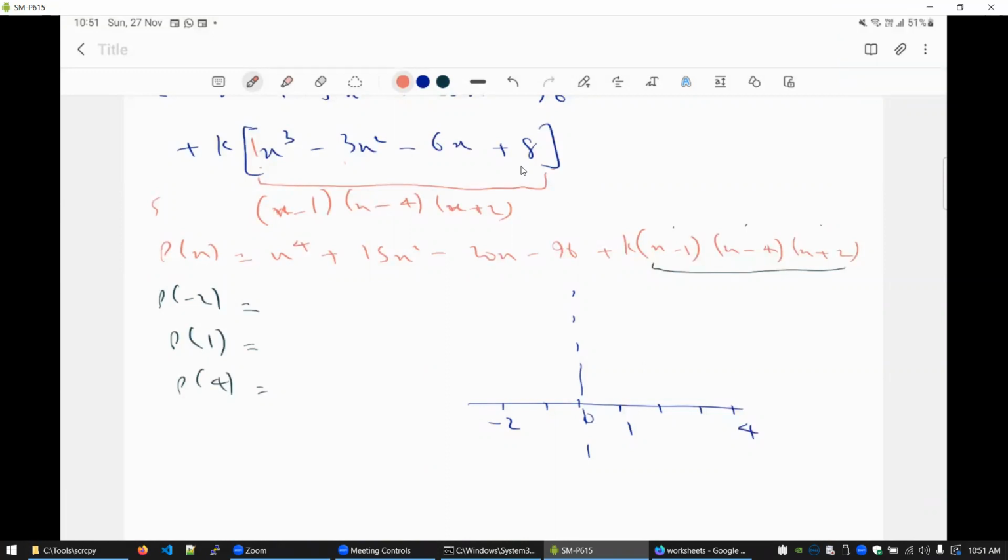So you're talking about only k times that part of the whole polynomial? Yes, k times this part will be 0, right? At these three values. Yeah. So that allows us to compute P of x.